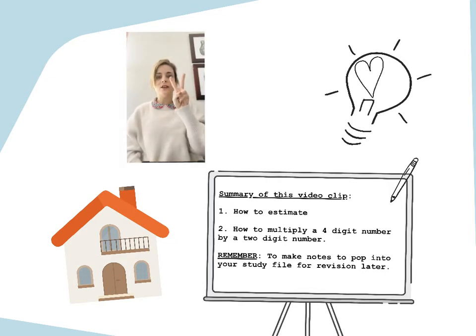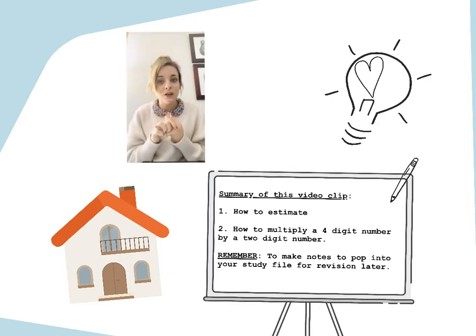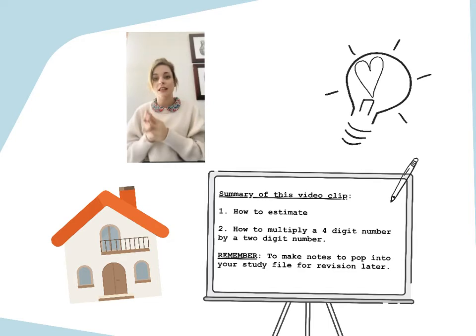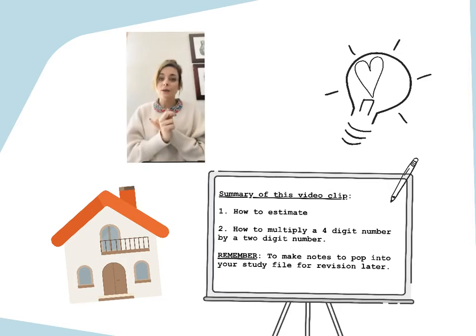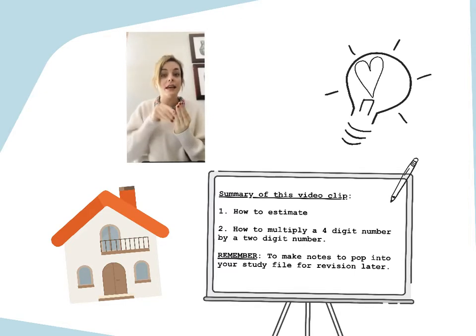The two things we're going to look at today is how to estimate, and we're going to specifically look at how to estimate to the nearest thousands. I know last term we estimated to the nearest 10, the nearest 100, but today we're going to go to the nearest thousands. And the second thing we're going to look at is how to multiply a 4-digit number, so a number in the thousands, by a 2-digit number.